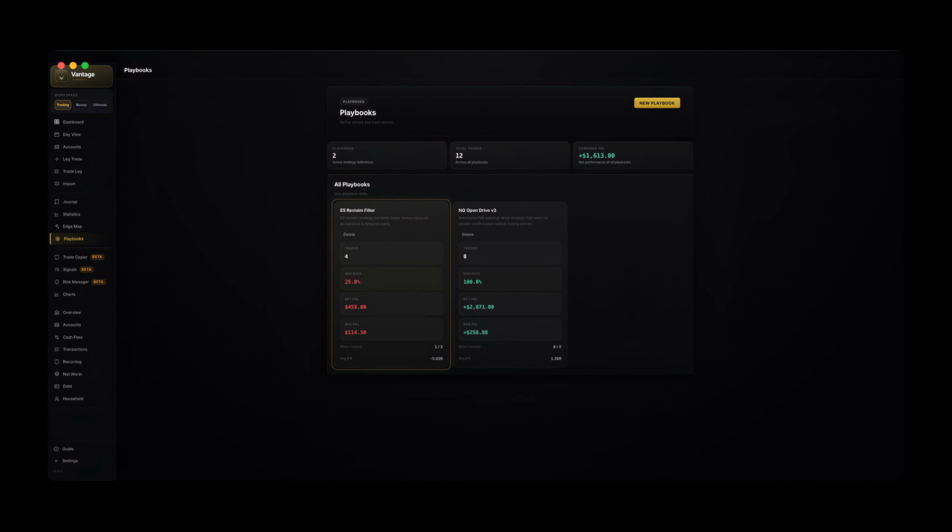That is what the playbook is for. It turns the review into an operating note. What is the setup supposed to do? What invalidates it? What needs to be tested next? I want that decision tied to the data, not buried in my memory.